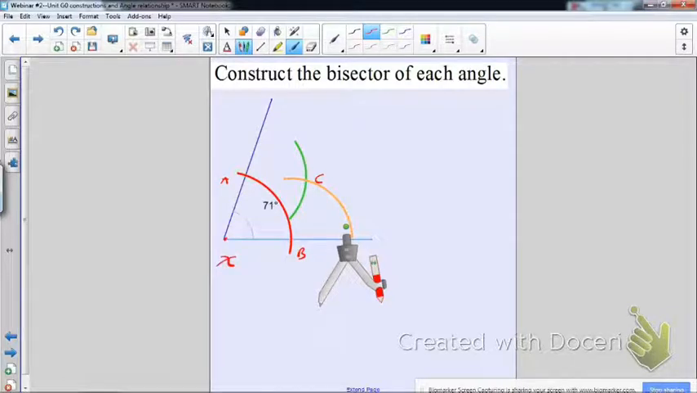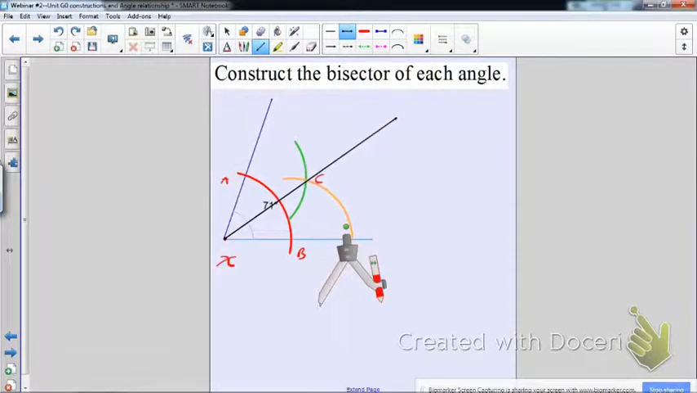So in order for me to bisect this, all I need to do is create a ray that starts at X and passes through C. And when we do that, as you can see, it basically splits, or bisects, this angle right in half.